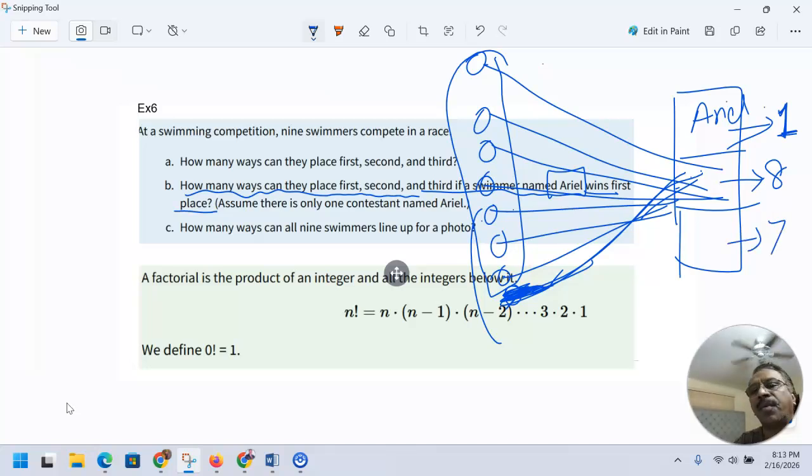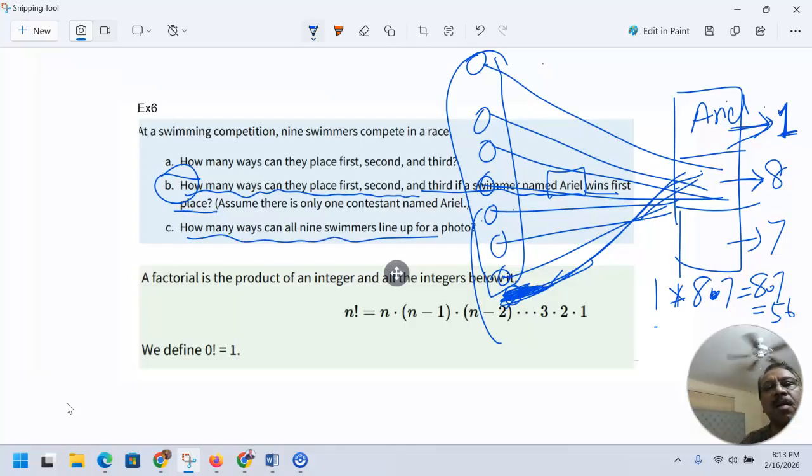So the total number of ways will be your second question here. If the first is Ariel, how many ways can the second and the third be filled? So the total number of ways will be 1 times 8 times 7, which is 8 times 7, and that is 56, and you're done.